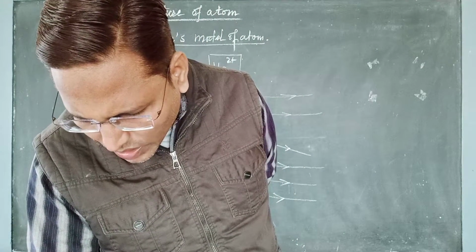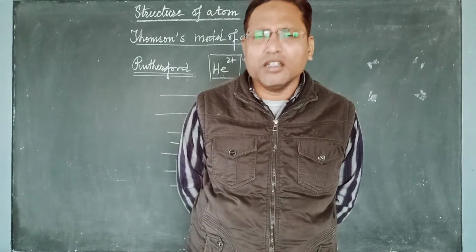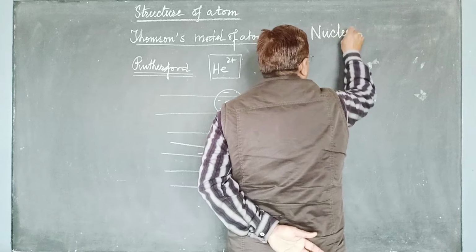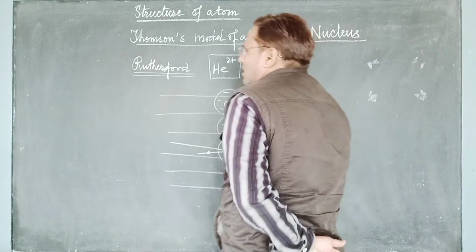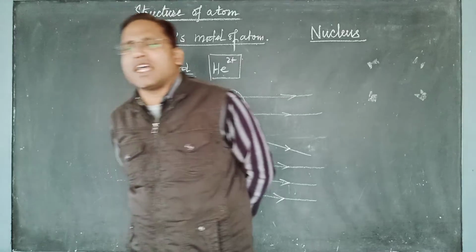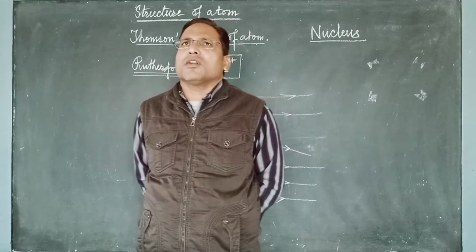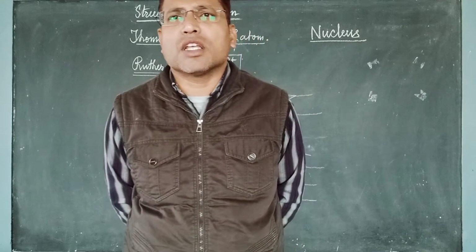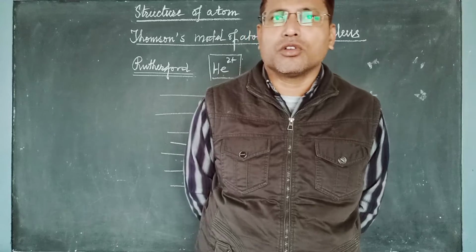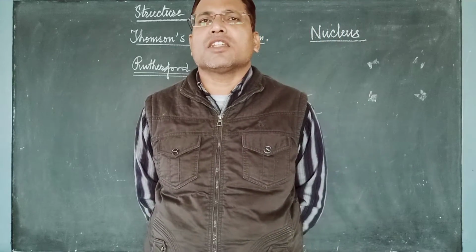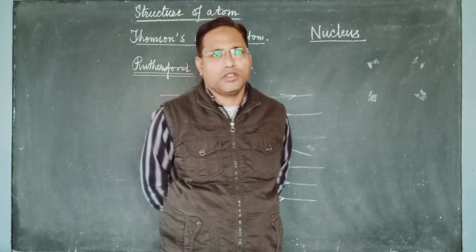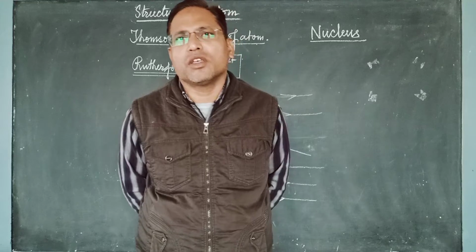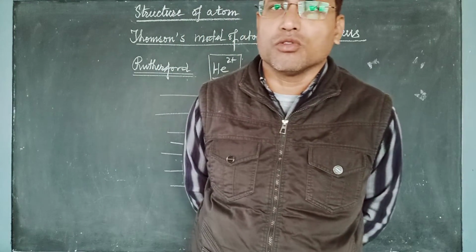Next we had about the nucleus. I told you about the size of the nucleus, how small it is, and that the nucleus is positively charged as a whole. Because in the nucleus there are protons and neutrons, and protons are positively charged and neutrons have no charge. So overall the charge in the nucleus is positive. And the protons and neutrons together we call the nucleons.